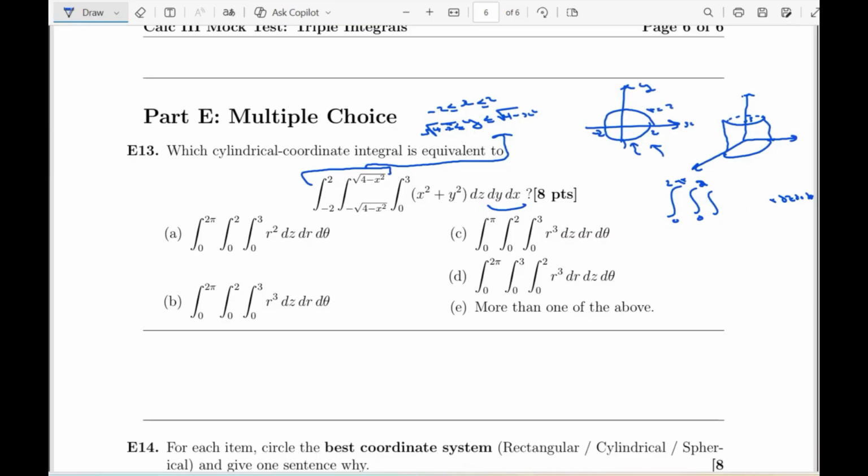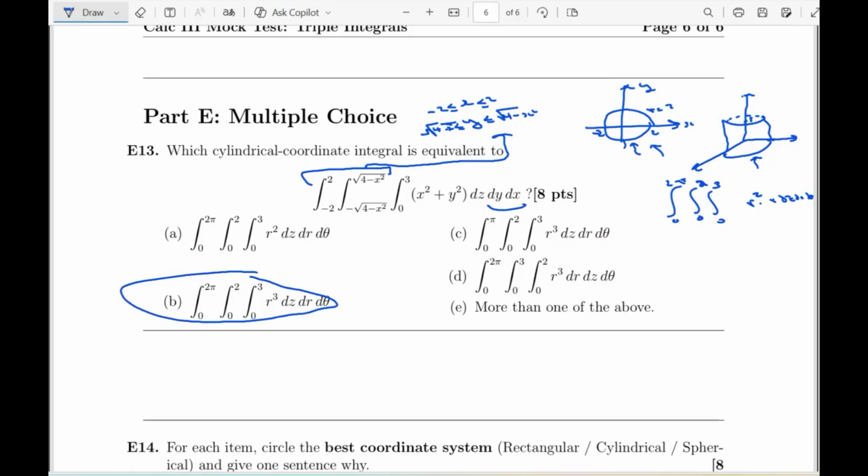And then for z, notice it doesn't change between Cartesian and cylindrical, so it's 0 to 3. You can see it if you look at a ray parallel to the z-axis: we're entering at the z equals 0 plane and leaving at z equals 3. And then x squared plus y squared is just r squared. If you look closely, you see that this is the answer. However, this is not the only answer.